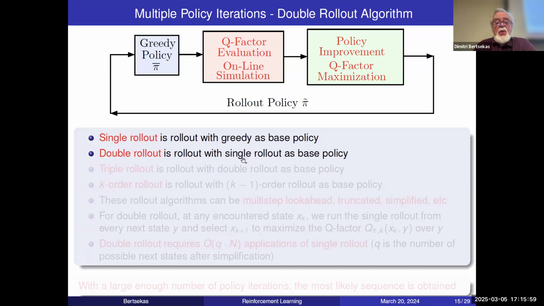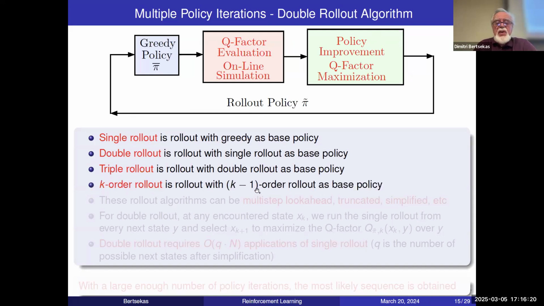Now, double rollout is rollout with a single rollout used as base policy. In other words, we do one rollout, replace the greedy policy with the rollout policy that we have obtained, and do a second rollout. That's double rollout. Triple rollout is a rollout with a double rollout policy as base policy. Kth order rollout is rollout with k-1 order rollout as base policy, and is equivalent to k successive iterations of the policy iteration algorithm. Now, each one of those rollouts can be simplified through truncation and also simplification by pruning out some of the actions, some of the next word selections that seem not promising. And you can also introduce multi-step look ahead if you wish.